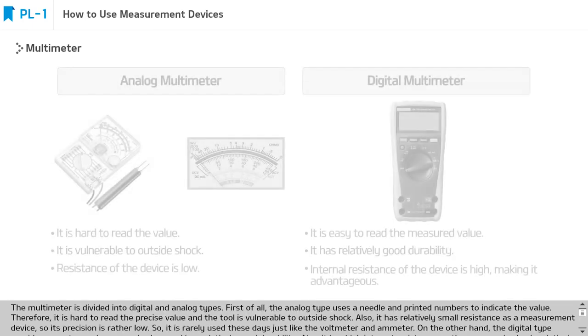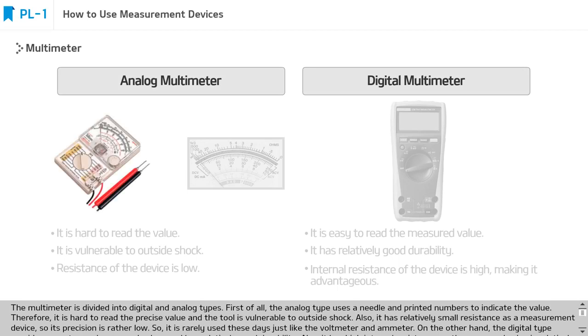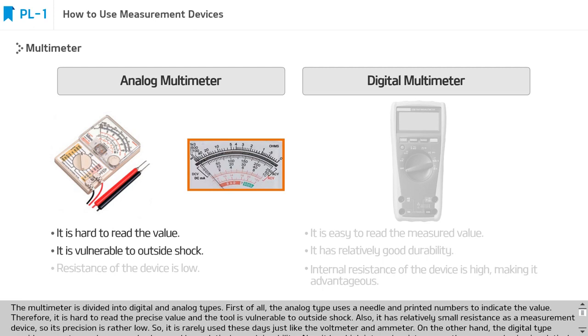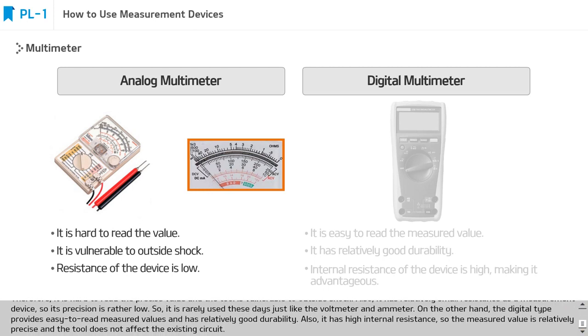The multimeter is divided into digital and analog types. First of all, the analog type uses a needle and printed numbers to indicate the value. Therefore, it is hard to read the precise value, and the tool is vulnerable to outside shock. Also, it has relatively small resistance as a measurement device, so its precision is rather low. So it is rarely used these days, just like the voltmeter and ammeter.